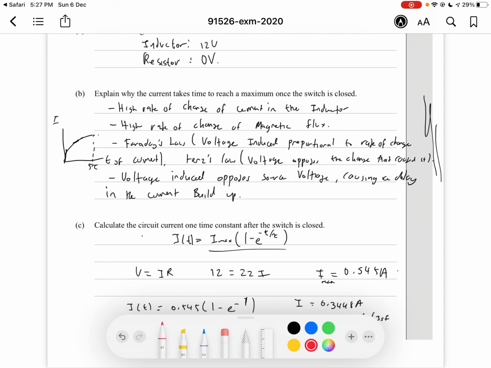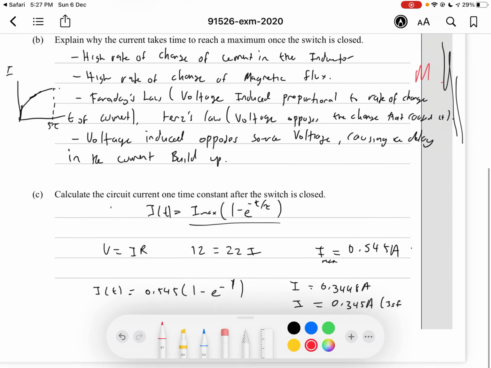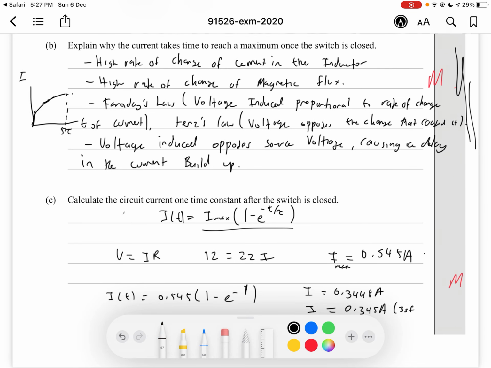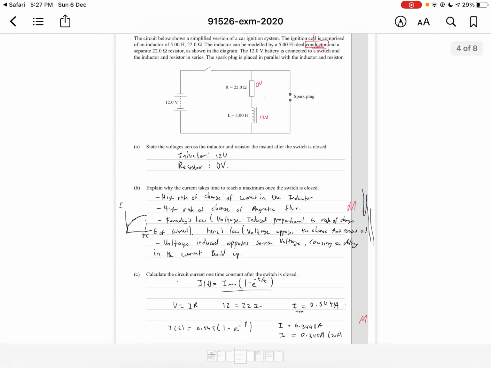In terms of the grades of this question, this should be a merit level question. For question C, that should be a merit level question as well. So 2 merit questions there.